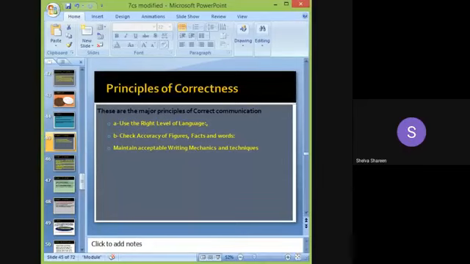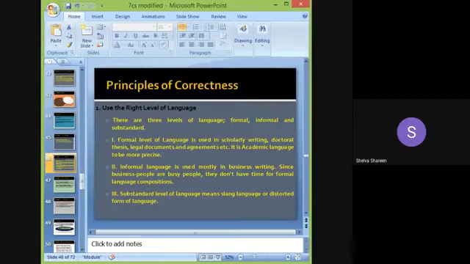As we all know, there are four skills of language: reading, writing, listening, and speaking. So while writing, you need to follow mechanics and techniques, writing techniques. Since childhood, our teachers taught us different writing techniques. So we should consider those techniques while writing.